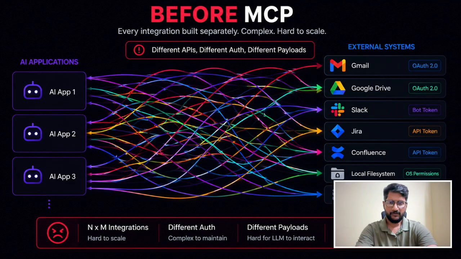Before MCP, every AI application built its own custom integration to connect with these external systems. They built connectors and integrators, but it required a lot of customization because each service had a different kind of payload, different authentication strategies, and different APIs. They didn't have a unified way to do so, and it became very hard for the LLM to interact, very hard to maintain, and very difficult to scale.